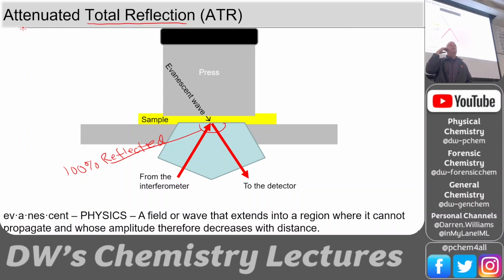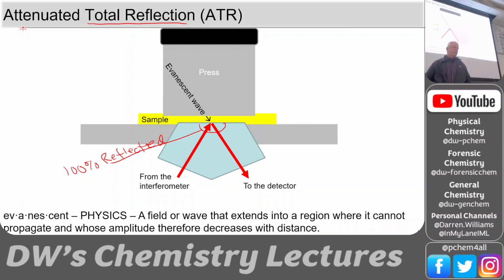What's making it actually reflect? The change in refractive index. So it's the change in refractive index at the surface of that diamond. Even though you're inside the diamond, you're getting an internal reflection. Okay? So what's happening at that surface?